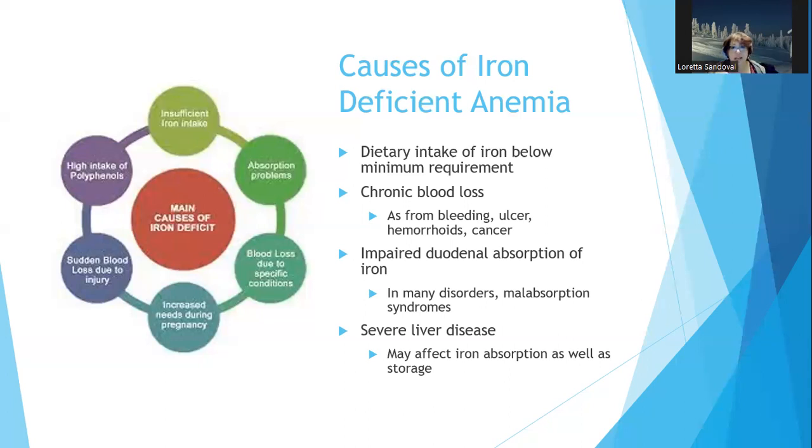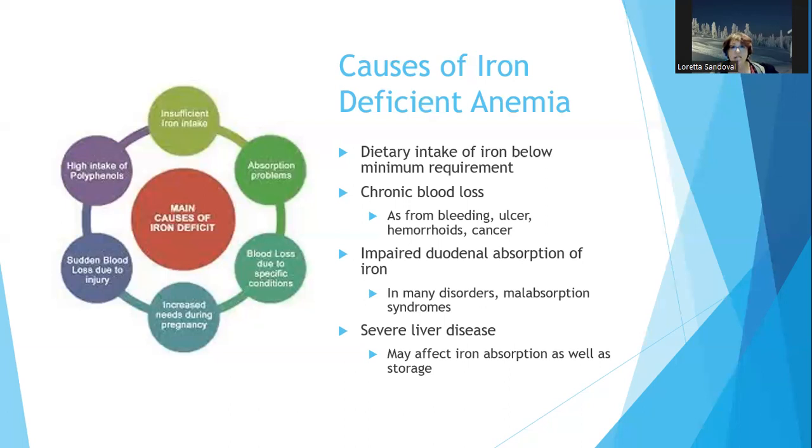If you have impaired duodenal absorption of iron, there are lots of different disorders that are considered malabsorption syndromes, like ileitis, achlorohydria, which is a lack of hydrochloric acid in the stomach, Crohn's disease, ulcerative colitis. The ones that affect the small intestine, usually iron is absorbed in the duodenum. And so if you have impaired absorption, you're going to have deficiency of iron and not enough iron to make hemoglobin with. Makes sense, right?